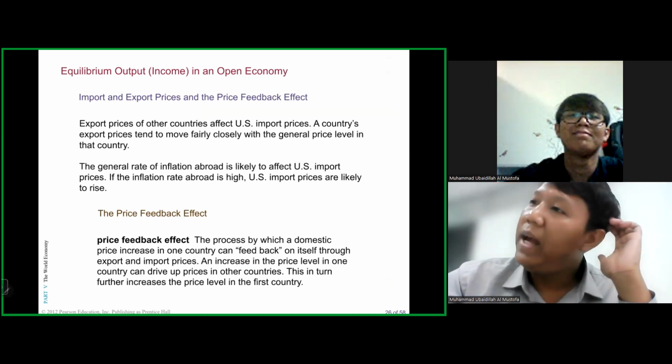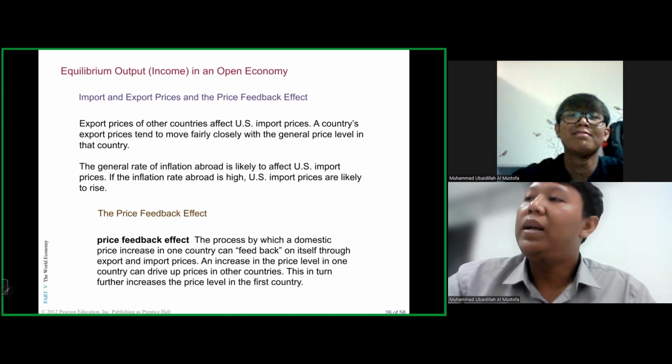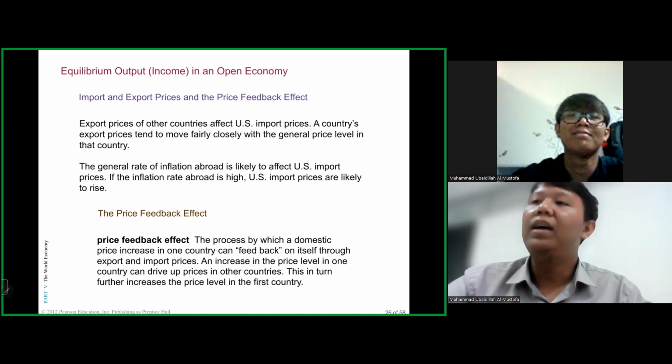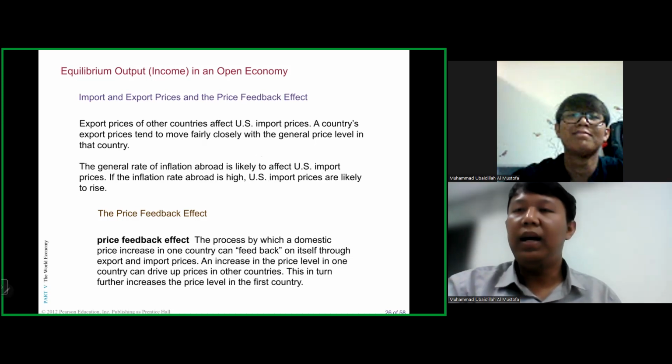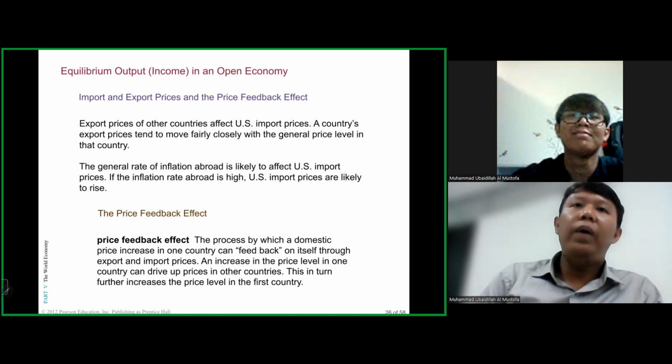Import and export prices and the price feedback effect. So export prices of other countries affect US import prices. A country's export prices tend to move fairly closely with the general price level in that country. The general rate of inflation abroad is likely to affect US import prices. If the inflation rate abroad is high, US import prices are likely to rise.